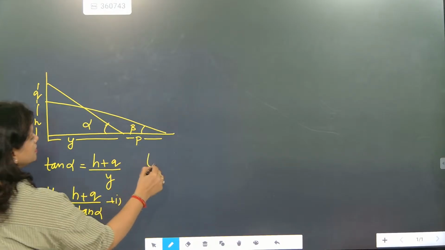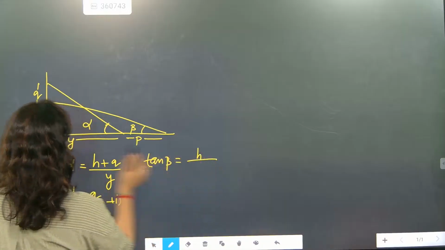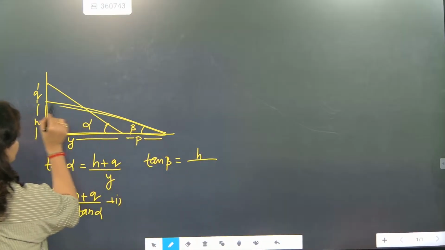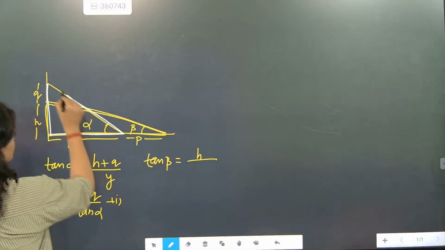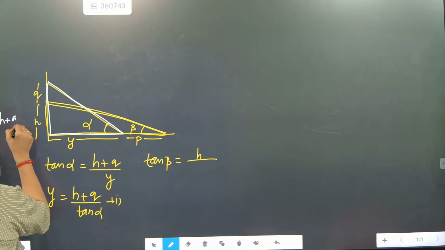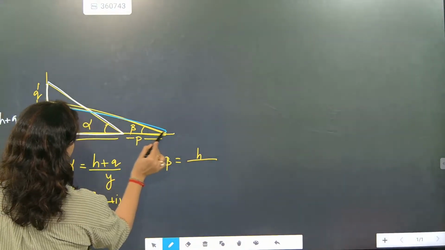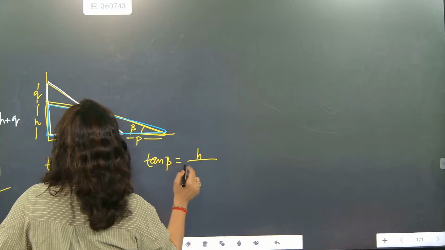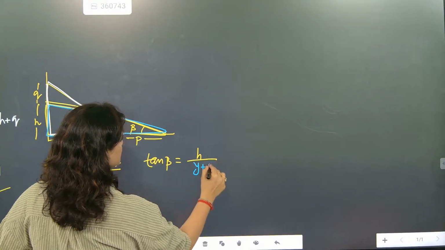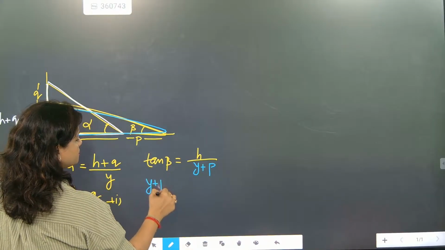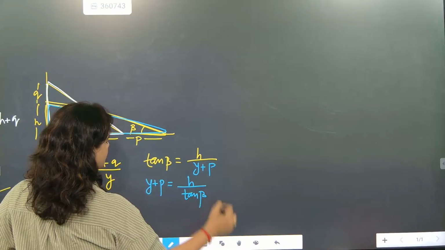Equation 1. Then tan beta is equal to h by, because now this triangle we are taking, the beta triangle part. First we have taken this triangle, in that this was h plus q by y. Now we are taking this triangle. In this part this will become h by y plus p. So here y plus p is equal to h by tan beta.